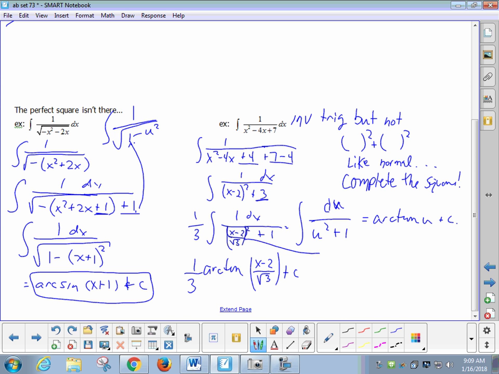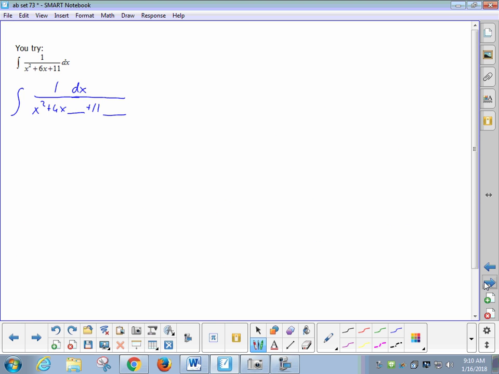Shoot. Here, if u is x minus 2 over root 3, then what's du? Take the derivative. 1 over root 3 dx, so dx is actually root 3 du. This should have a root 3 du, a root 3 arctangent of x minus 2 over root 3. Going too fast. Make sure when you go to u sub that you find the du that goes with it. Okay, sorry.